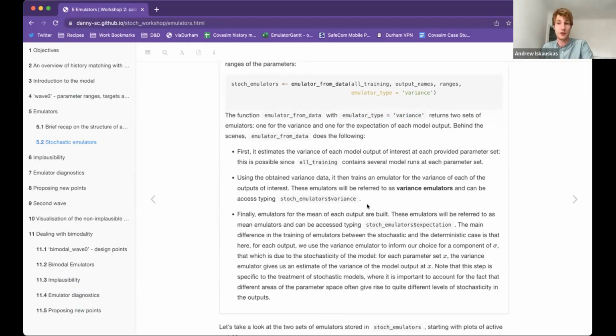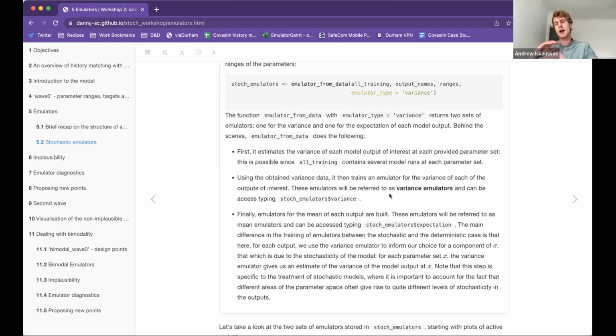So what does it do that's any different from the deterministic case? Well, it's going to take all of the runs, partition them out in terms of where the input parameter value is, and make estimates of second order quantities and fourth order quantities. The reason for this is that it's going to try and train emulators to the variance surface, and use those as, in some sense, informed priors for the uncertainty on the mean surface.